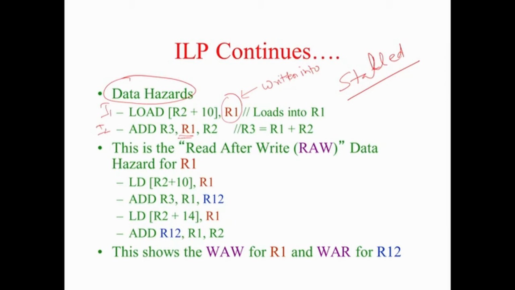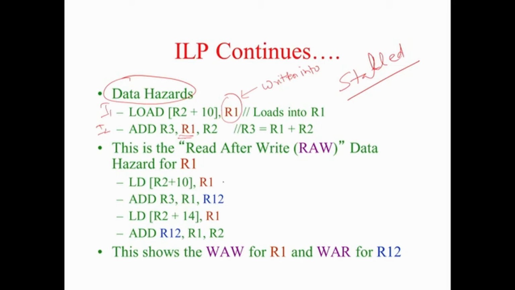Now, this hazard is also called read after write hazard. I am reading, add is reading, after load wrote into this, right. So, this hazard is also called a RAW hazard or read after write hazard, okay. Now, there will be other types of hazards, we will see as we proceed, okay. So, this is read after write hazard.